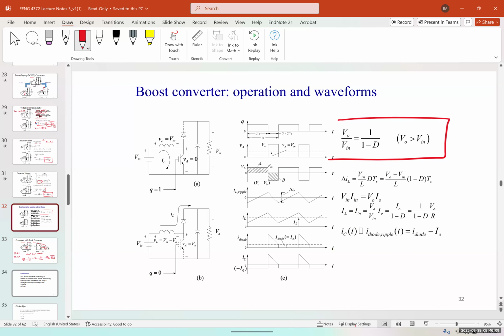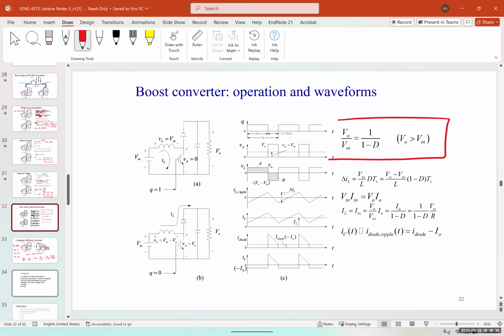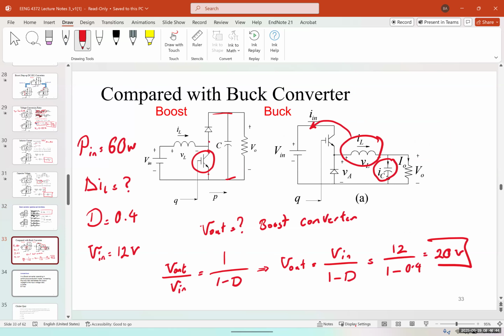Now, let's find something else. If the input power is 60 watts, I want you to find delta IL. What is a ripple current? Or let's find the IL, the inductor's current.